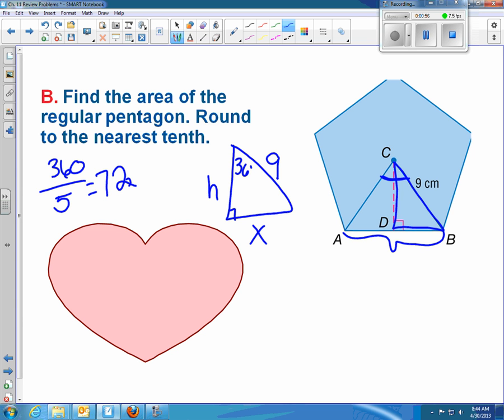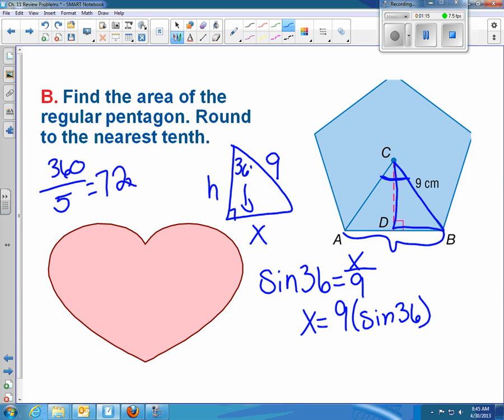So we're going to start off by doing that, and we're going to use our trig function sine. We are going to take sine of 36 equals, now we're looking at our opposite over our hypotenuse. X is in the top, so therefore we're going to multiply each side by 9. All right, so typing that into our calculator, we end up with x equals 5.29, so let's round that to 5.3. So that means that our whole base is now going to be 10.6.